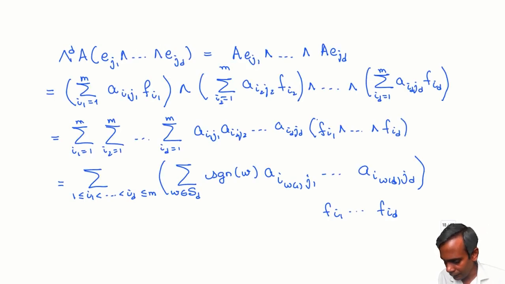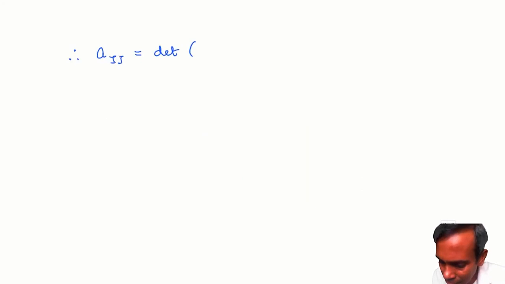Therefore a_{IJ} is precisely the determinant. This thing here is a determinant. It's a determinant of what? A submatrix of the original matrix A. It's a determinant of the submatrix of A obtained by choosing rows according to the subset I and choosing columns according to the subset J.